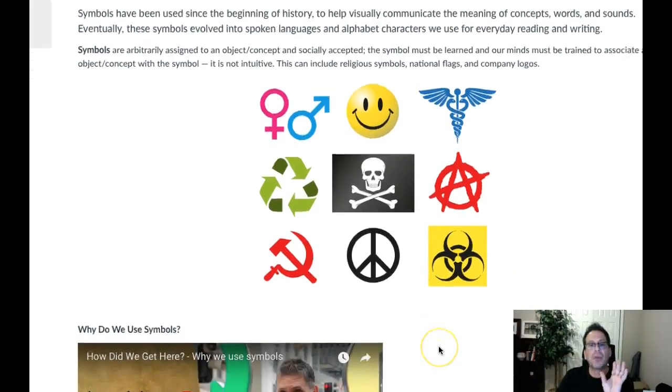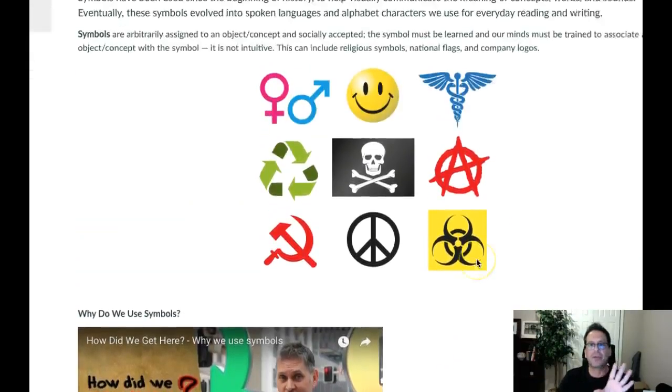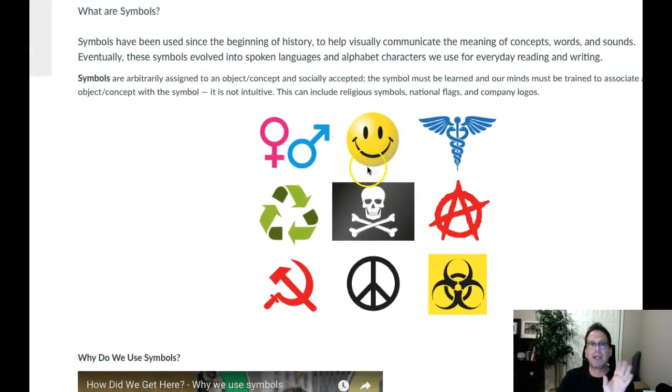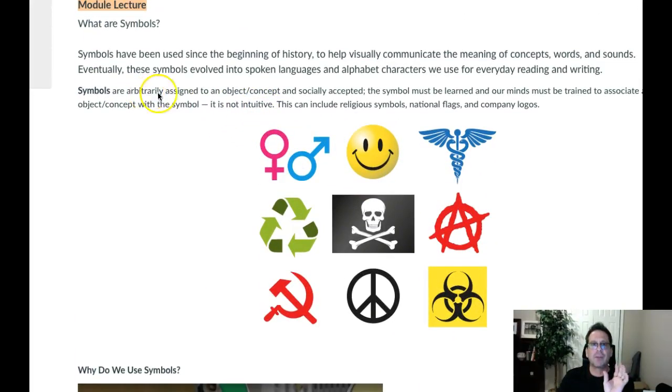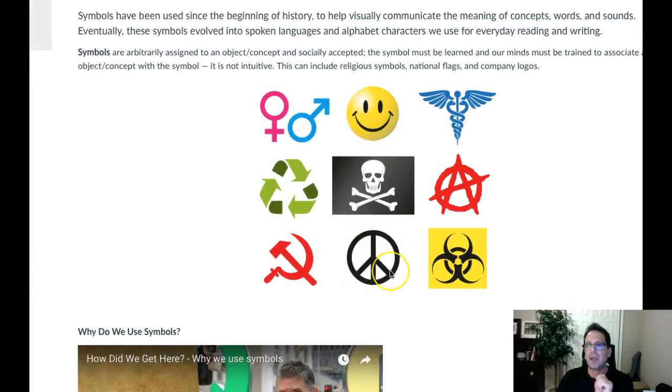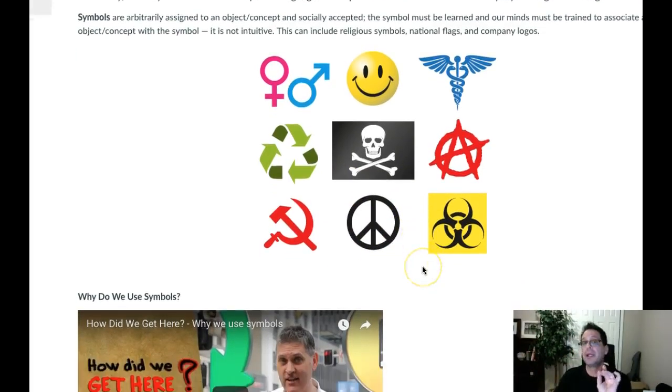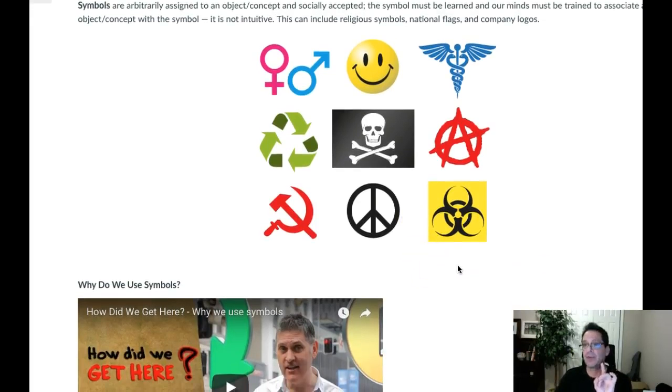Okay, so we move to symbols. Why do we use symbols, first of all? What are symbols and why do we use them? So symbols are arbitrarily assigned to an object or concept, or socially accepted. The symbol must be learned. So we need to learn what this peace sign means in order for it to have meaning. So just drawing the symbol itself does not assign meaning to the symbol. Okay, that's a key principle in symbols, and it's one of the key differences between symbols and icons.